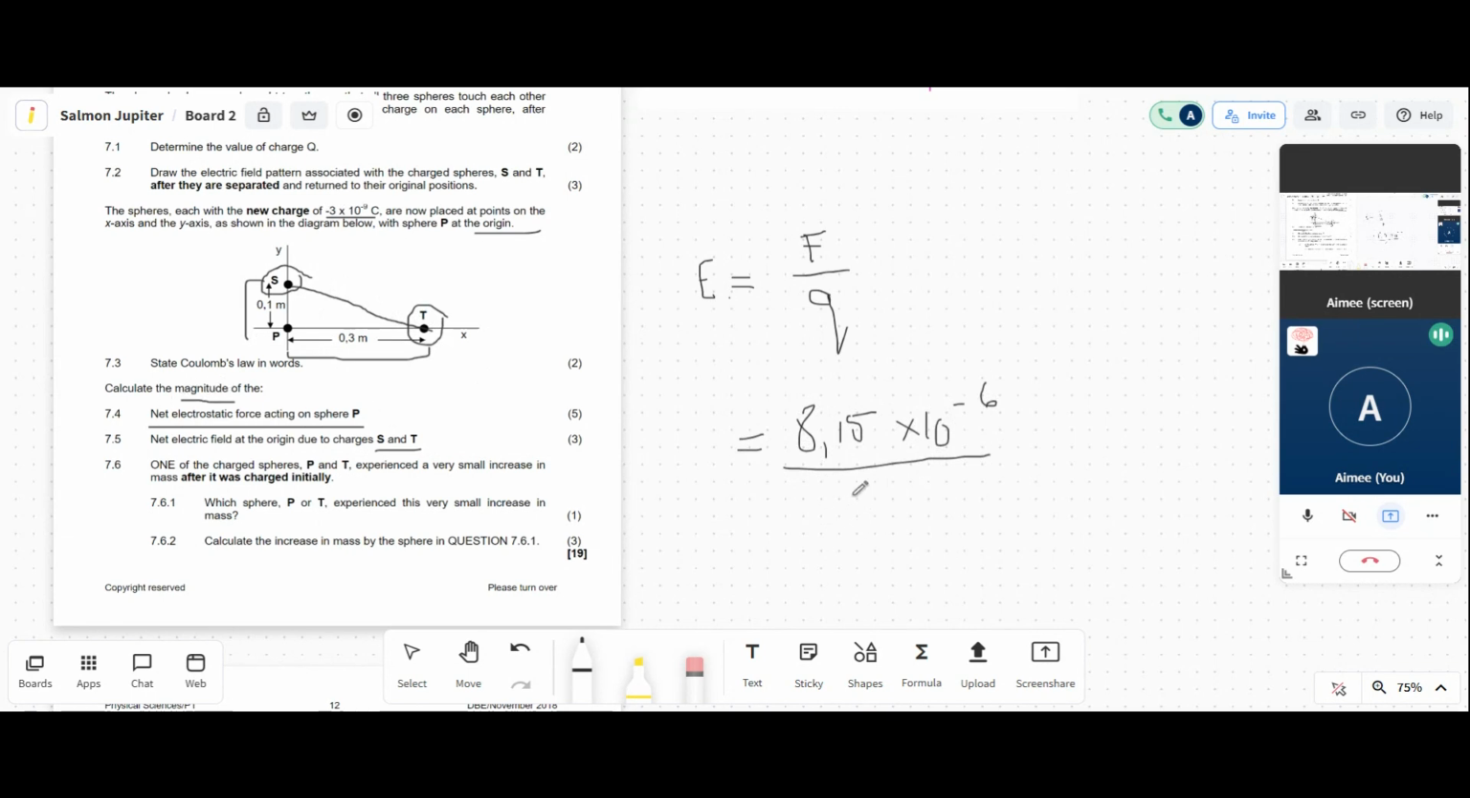So we say divided by 3 times 10 to the negative 9. You plug that into your calculator and you get an answer of 2.72 times 10 to the power of 3. And then again, your unit is extremely important. And your unit for field or electric field is newtons per coulomb. Okay, perfect.